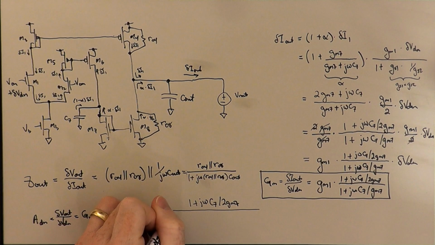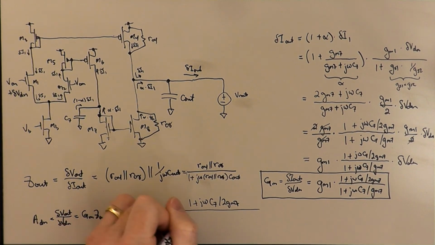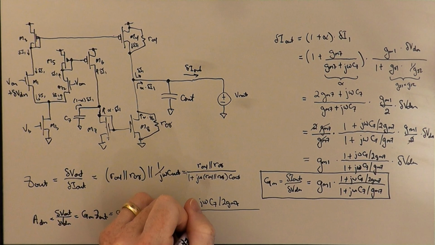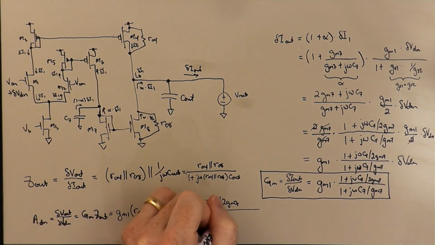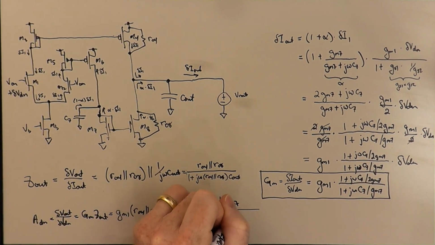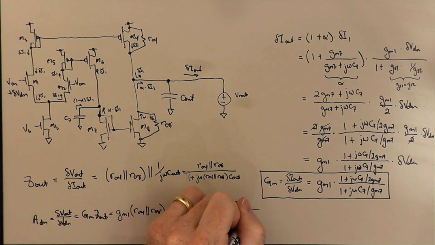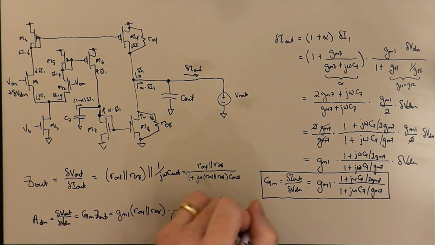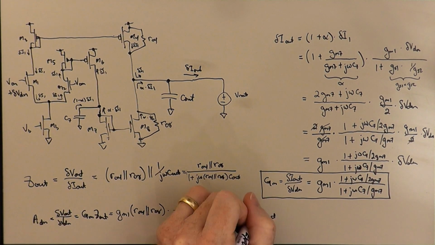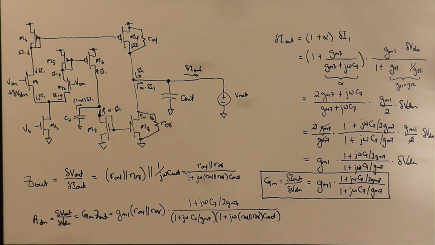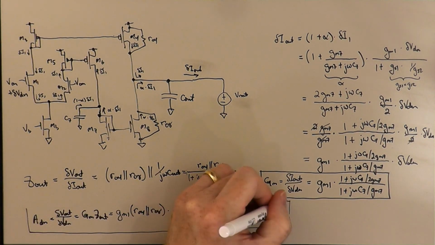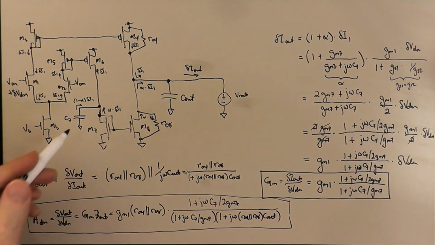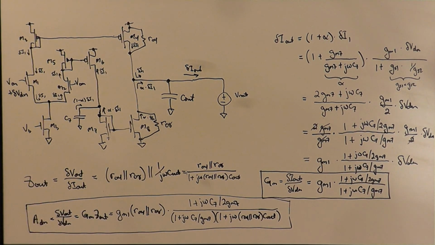And downstairs we have a 1 plus j omega C7 over GM7, and our 1 plus j omega RO4 parallel RO8 times C out. Okay, so this would be what is the differential mode gain of the circuit in the presence of this extra capacitor C7. So C7 introduces these two factors that we didn't have before.